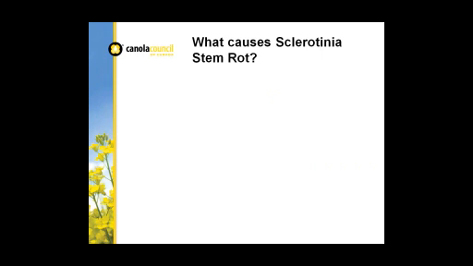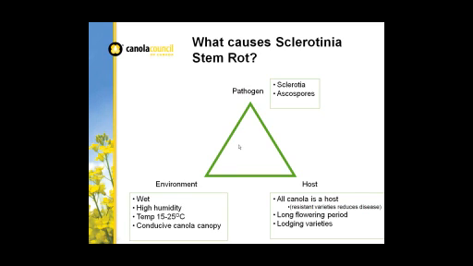Now you should take a look at what the conditions are that encourage the development of the disease. If you've attended any plant pathology presentation in the past, it doesn't matter what disease you're talking about, they often will show this disease triangle, which basically says for a disease to occur, you need to have all three of these components working together. And so what are these components for Sclerotinia stem rot?